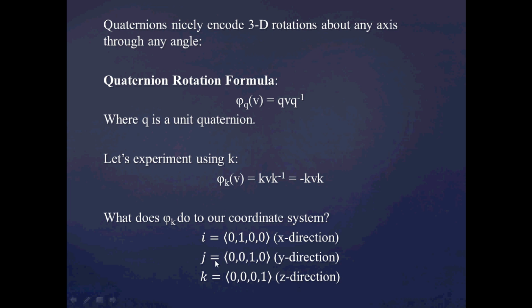So what we're going to do is apply this function, phi sub k, to each one of these basis quaternions. And then we're going to examine what the output of that operation is. That is to say, what are these three quantities: phi sub k of i, phi sub k of j, and phi sub k of k?